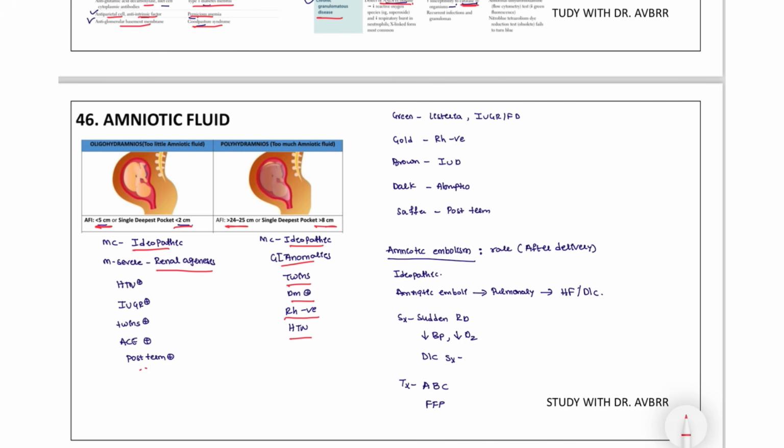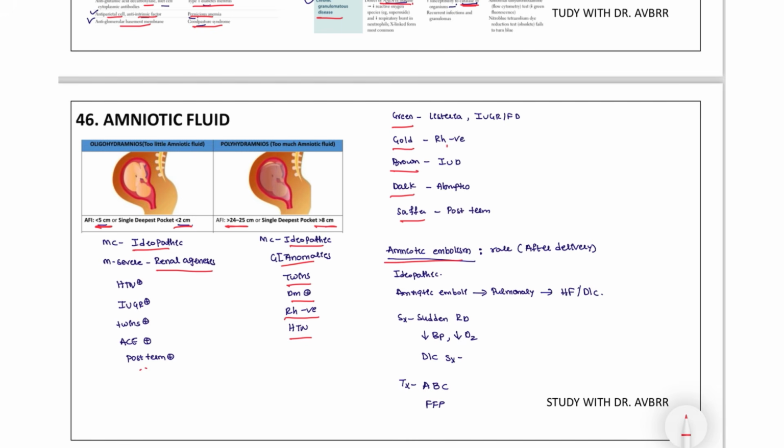And coming to the amniotic fluid, green color is seen in listeria, gold color in Rh positive, brown color in intrauterine death, dark color in abruptio placenta, and saffron color is seen in post-term babies. What is amniotic embolism?